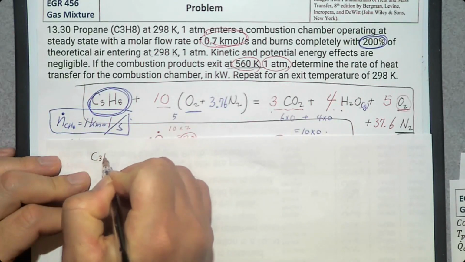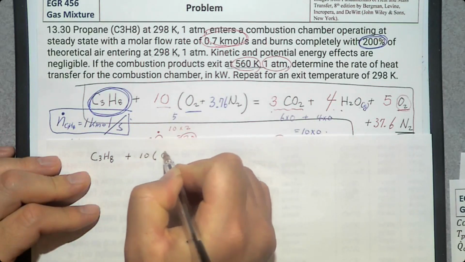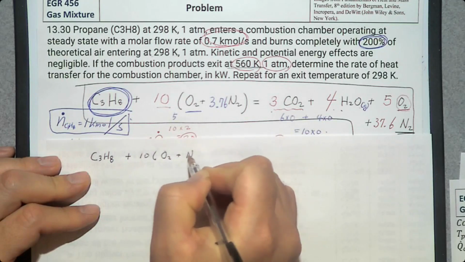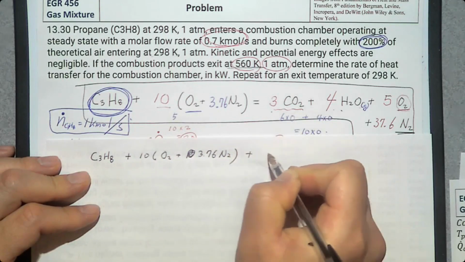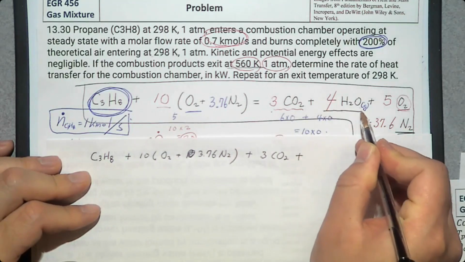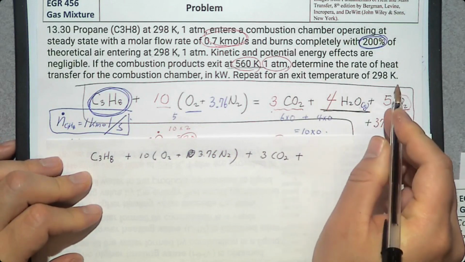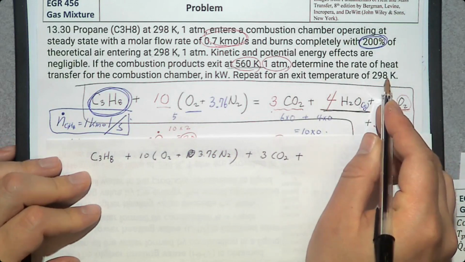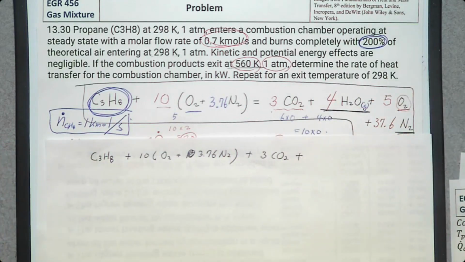C3H8 is going to react with 10 oxygen, 3.76 nitrogen plus 3 carbon dioxide plus 4 water vapor. Not anymore, because the temperature is 298. Really?